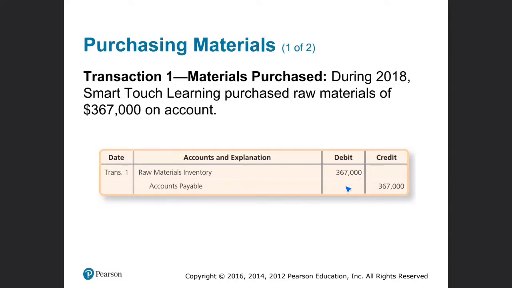And then your debit column will be on the left and your credit column will be on the right. So we've debited our raw materials inventory account for $367,000, and we're crediting our accounts payable account for the same amount. Because we purchased raw materials on account, we're paying for them later. Therefore, we have an accounts payable, money that we owe out, a liability.